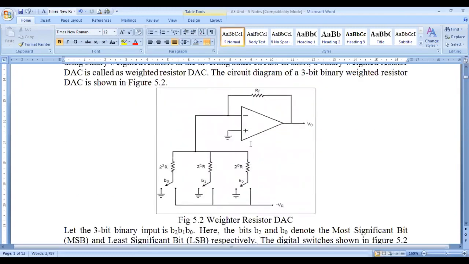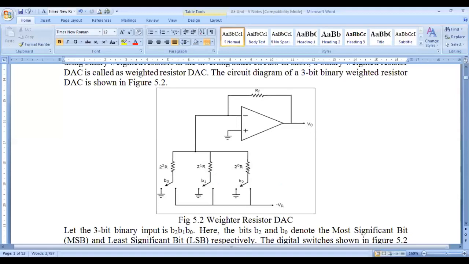See the diagram of op-amp given here, digital to analog converter. Positive terminal is grounded. Negative terminal is used for applying the input voltage. So this op-amp is in inverting configuration, since positive terminal is grounded. RF is the feedback resistor, and these are the input resistors we are having in multiple number. V0 is the output voltage available.